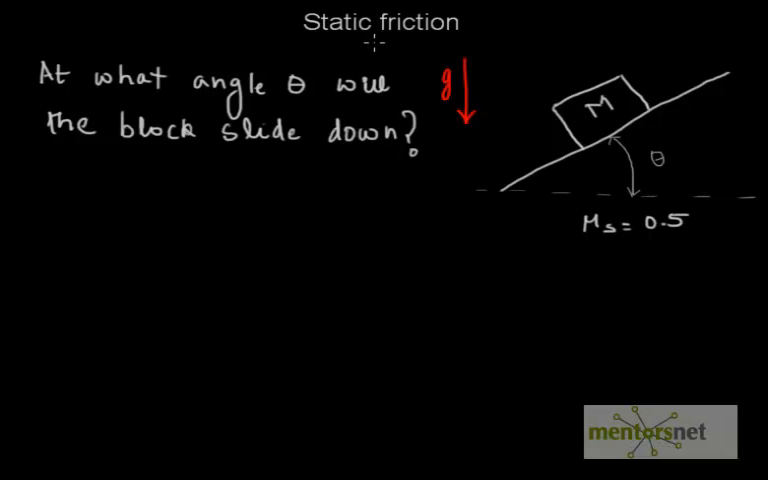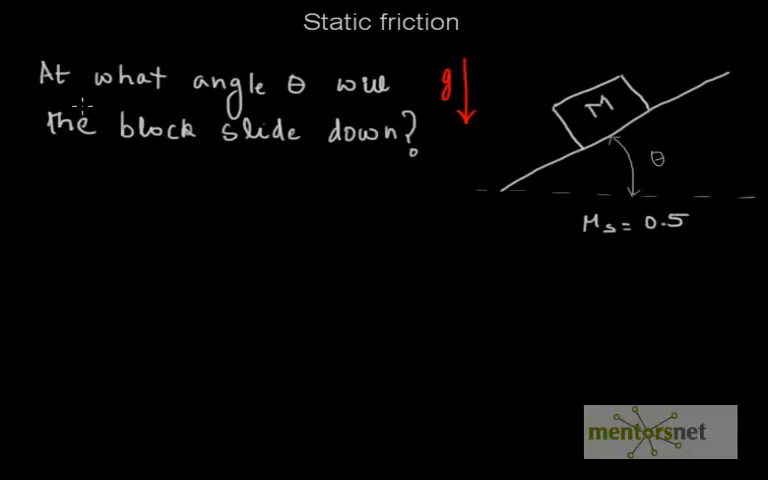We'll solve a basic question to understand and elucidate the concepts that we have developed in the previous two videos. The situation we have here is an inclined plane at an angle theta, and there's gravity acting vertically downwards, and we have a block of mass m resting on this inclined plane. If this inclined plane did not have any friction, this block would simply slide down. But we do have friction, and the coefficient of friction is 0.5.